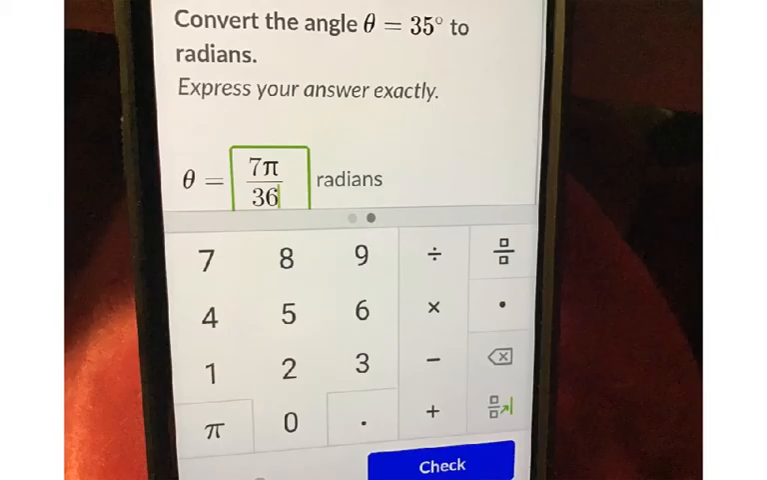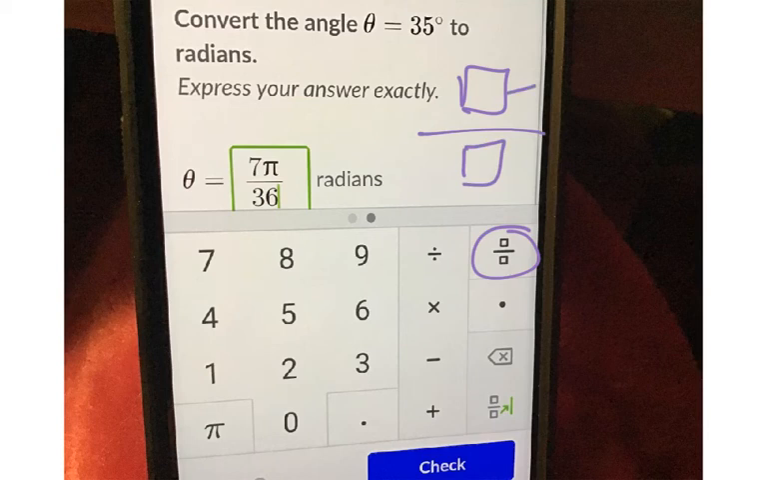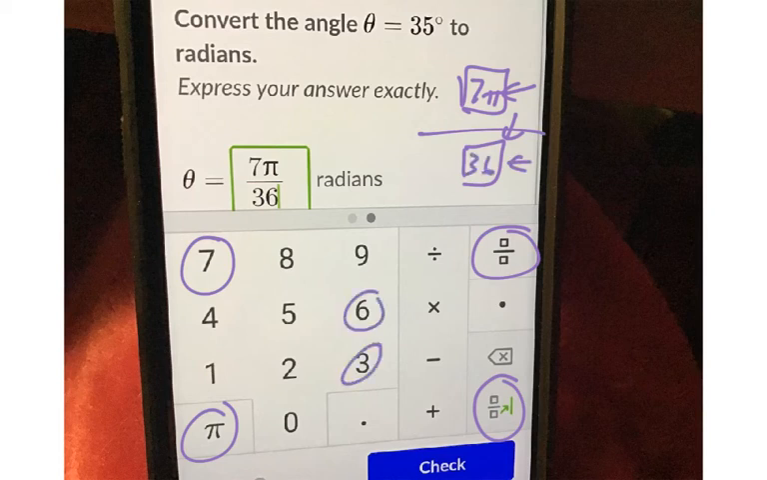Now, how do I do that again? I use this fraction button, and then this pops up. The cursor's in here. I type in my 7, my pi. Boom, they pop up in there. I press this button, it shifts it down to here, and then of course I type in 3 with a 6 for 36. I click check, I got it right.